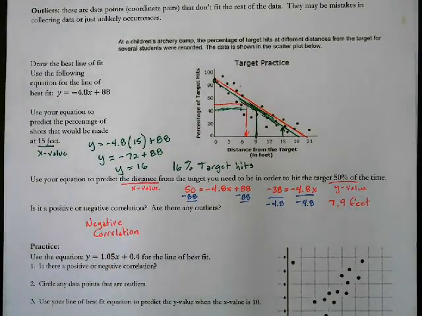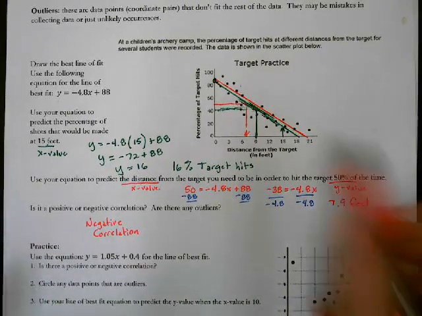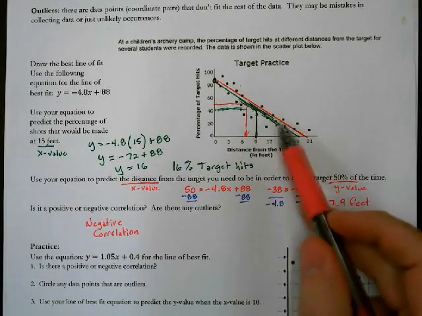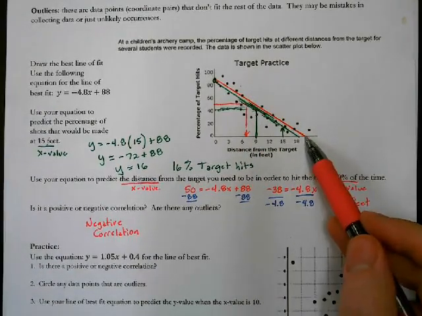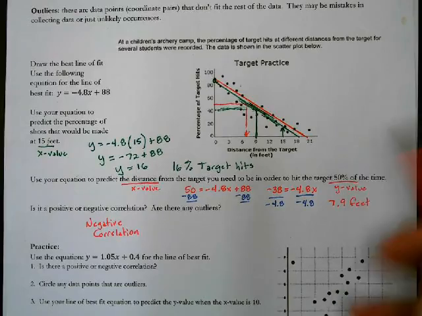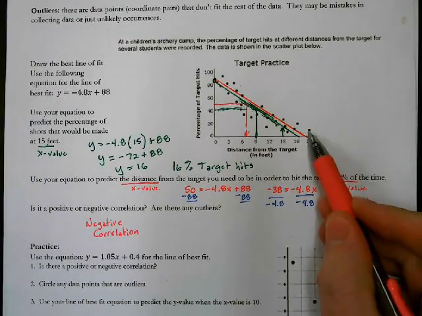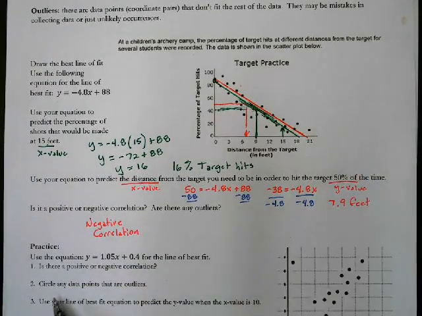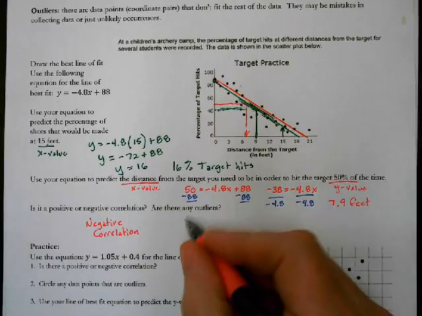All right, so are there any outliers? These points aren't super tightly grouped. They're pretty tightly grouped. There's some that are a little bit more than the line. This one's kind of far away from the line. But none of them are super crazy far away from the line. So I wouldn't consider any of those outliers. So we're going to say no.